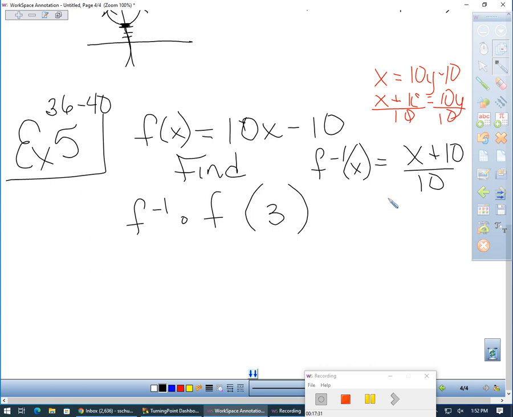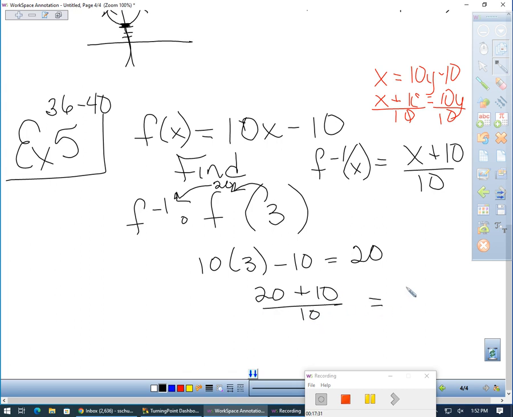All right, so here we go. We're going to take 3, plug it into our f equation. So I plug it in here. 10 times 3 minus 10. 20. Then I take that 20 and I'm going to plug it into my inverse. So I put it in here. I have 20 plus 10 divided by 10. 3.